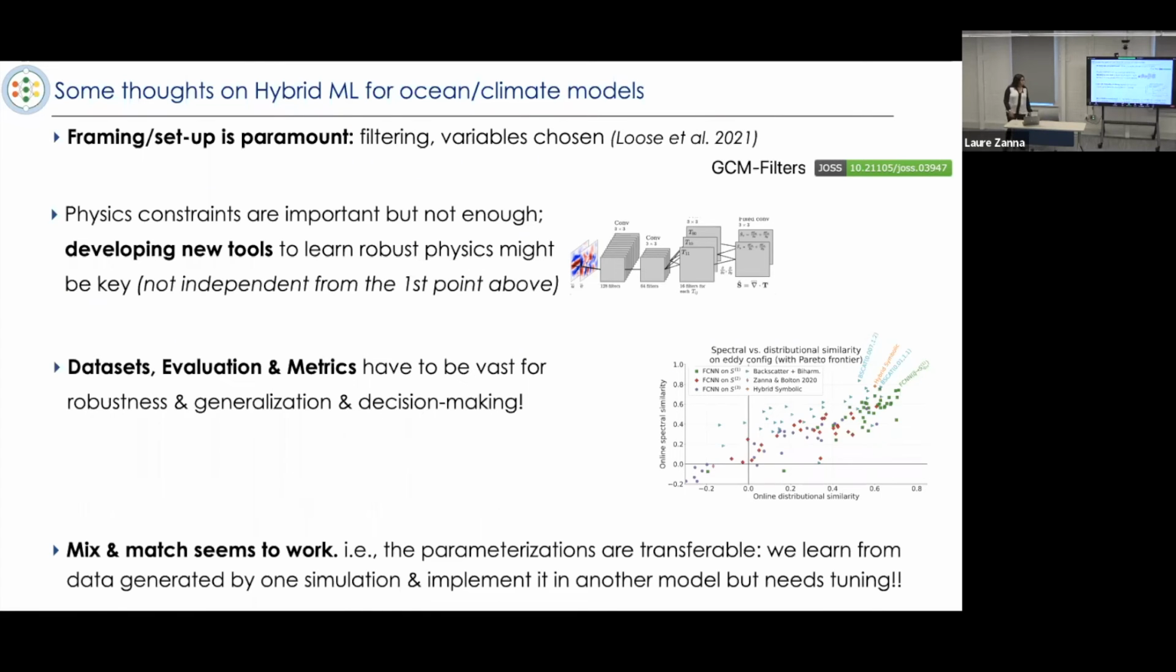And one thing I haven't shown, and I'm not going to show because I'm running out of time, is that mix and match actually works. Meaning that if I learn a parameterization with a given dataset and implement it in a different model, which was not the model I trained on, we actually find that it works. The only problem is you need to retune everything quite often. And so the old problems are the same as the new ones. And that means there is a lot of tuning, and a lot of ideas around tuning, that are going to be pretty important.